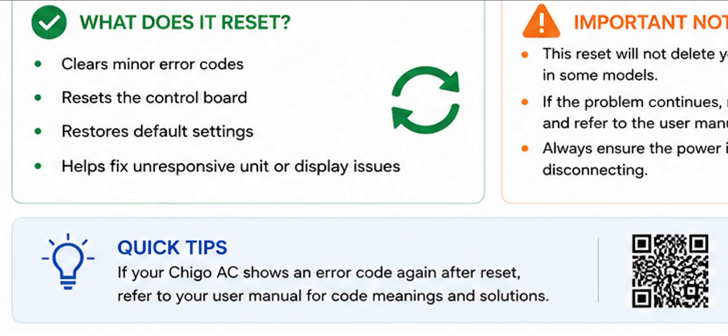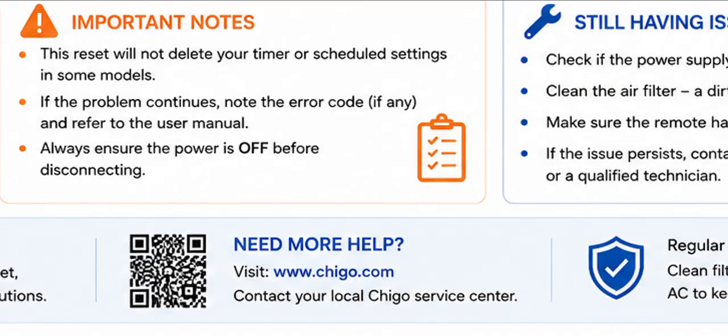Here are some quick tips. If your Chigo AC shows an error code again after reset, refer to the user manual for the code meaning and solution. If you need more help, here is the link.